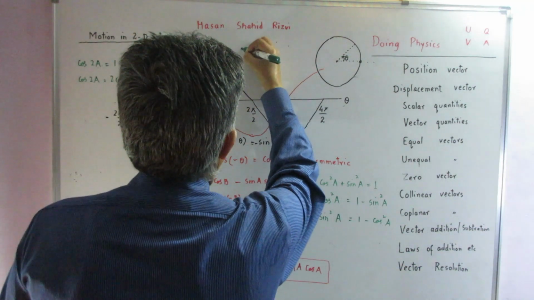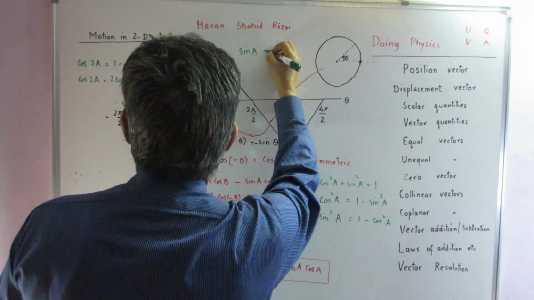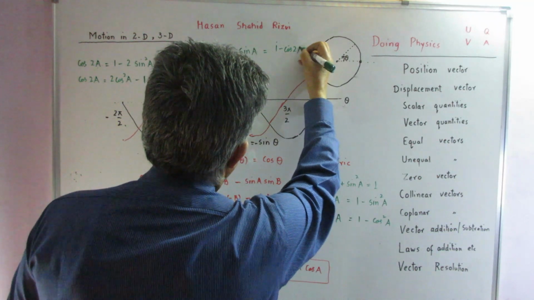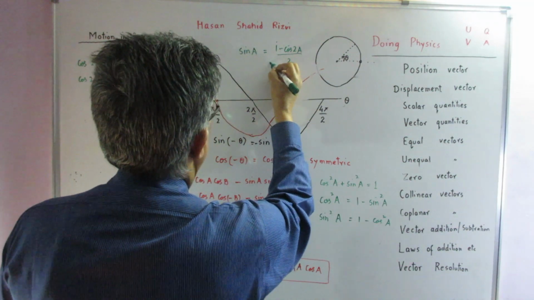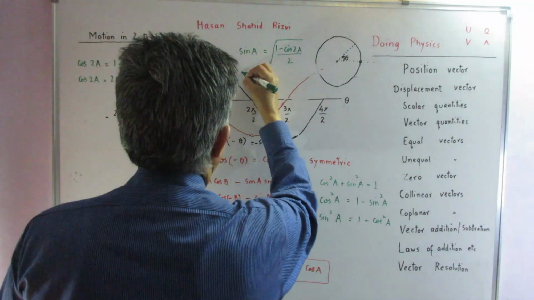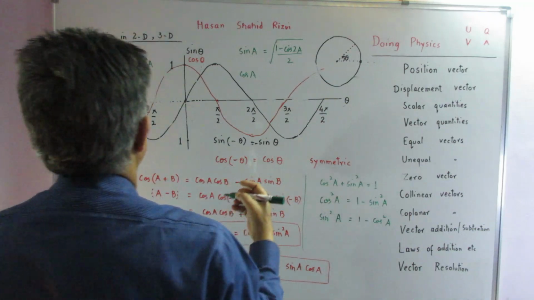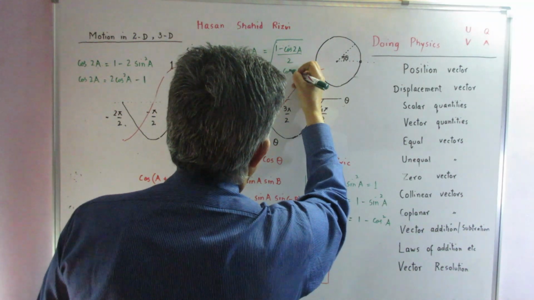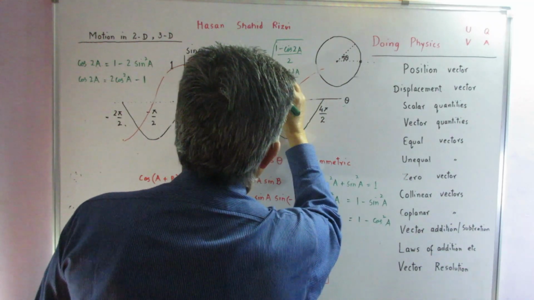sine A will turn out to be equal to under root of (1 minus cos of 2A) divided by 2. And cos of A, I can again obtain from this relation: cos of A is equal to under root of (1 plus cos 2A) divided by 2.